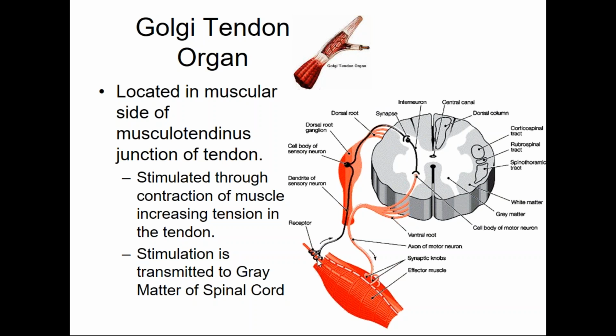Next structure you have is Golgi tendon organs. They're located in the tendinous component of a muscle, and they're responsible for picking up on stimulus when a muscle contracts. So as a muscle contracts and shortens, it pulls on the tendon, which squashes the Golgi tendon organ, resulting in an impulse to the spinal cord where it communicates with an association or interneuron.